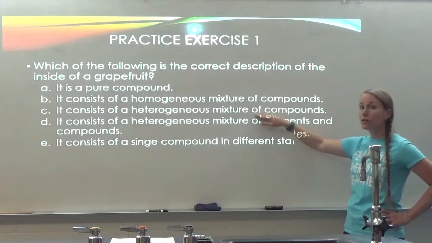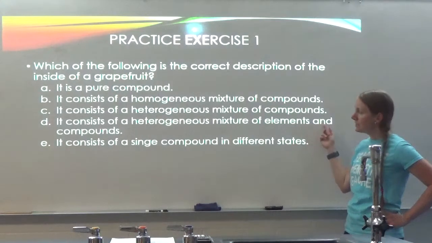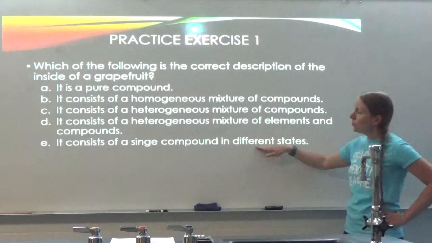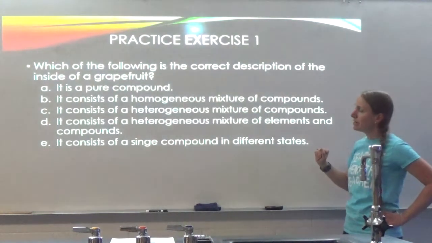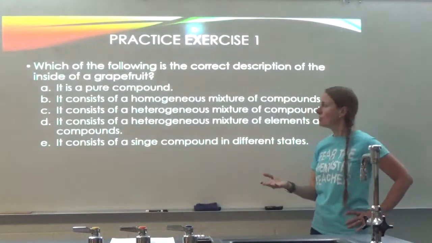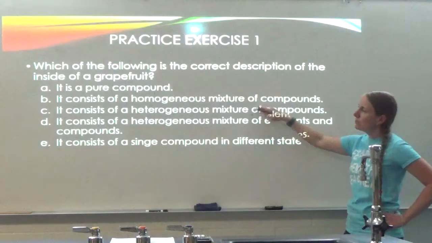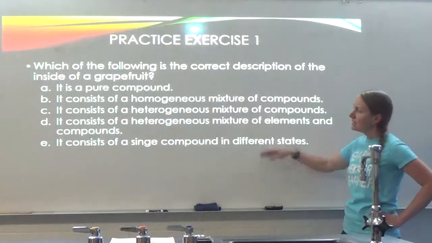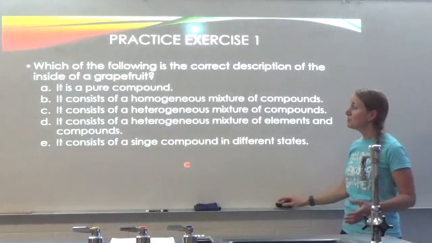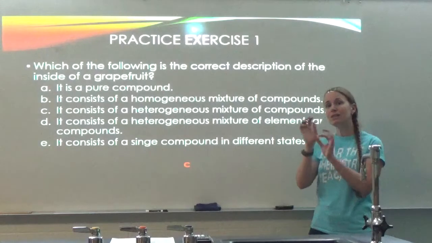Okay, I'm going to hold on to C. It consists of a heterogeneous mixture of elements and compounds, or it consists of a single compound in different states. Well, grapefruit itself is not a compound, so we don't need that one at all. Hopefully you could have at least narrowed it down to C and D, because it is a heterogeneous mixture, of course, because when you cut open a grapefruit, you can see different parts.